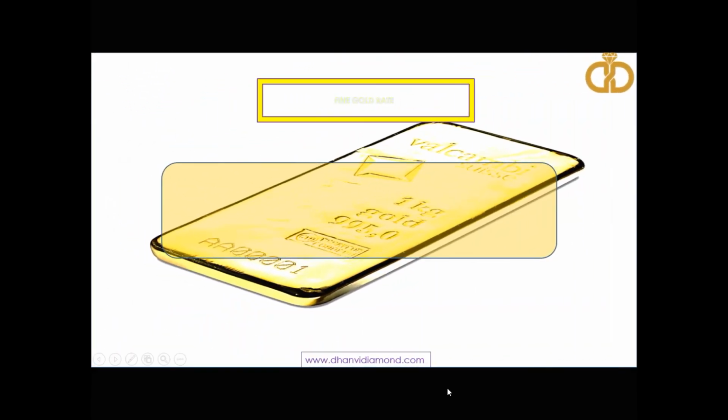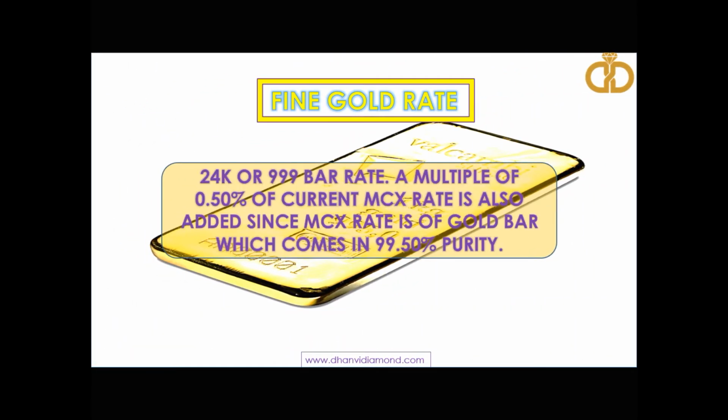Next is the fine gold rate that I was talking about. So how to derive the fine gold rate? You need to add 0.5% of the MCX rate to derive the 999 rate. So for example, if the price is 40,000, you add 0.5% of 40,000, that will be 200 rupees. So the fine gold rate will be 40,200. This is how we derive the fine gold rate.